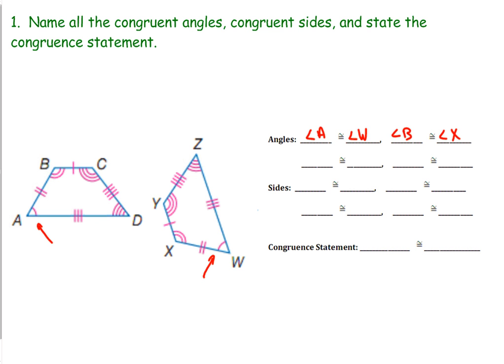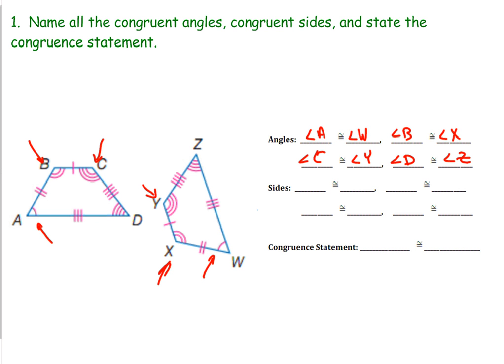I've also got angle B congruent to angle X. I know that because they have two lines matching up together. I also know that C matches up to Y because they've each got three lines. So last but not least, D is going to be congruent to Z. I know that because they have the same number and same style of marks.